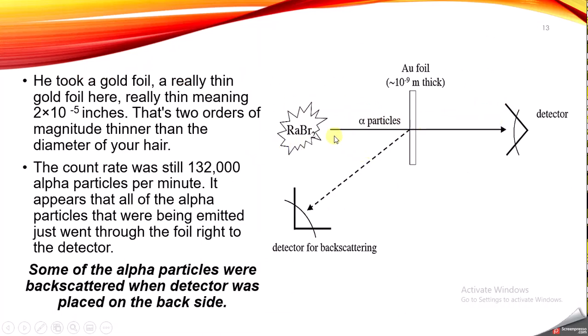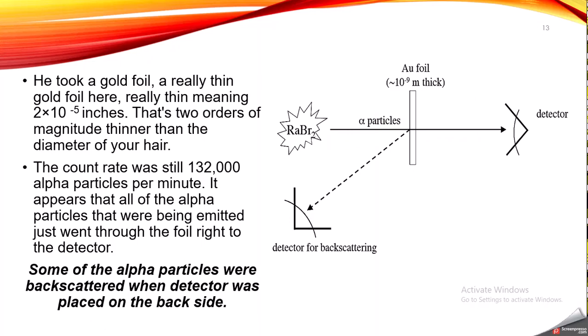Actually nothing happened to the alpha particles. They just passed through the foil and reached the detector, and when he counted the alpha particles, they were almost the same, 132,000 alpha particles per minute. So this was not an interesting experiment for him because there was nothing he could deduce from it.